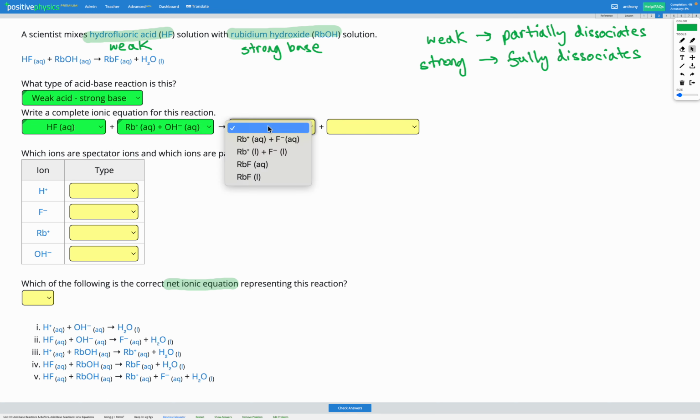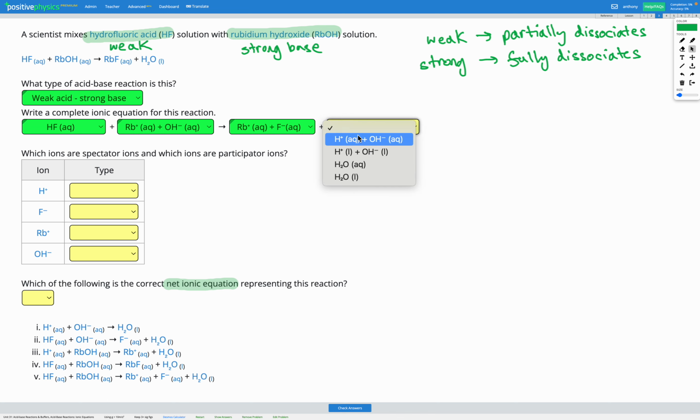When these react together, we have rubidium fluoride formed. Our salt is going to be split up into its ions. And finally, we have water formed, which is a liquid. So that's our complete ionic equation. So to answer this part, all we need to do is split up our salt into its ions, and then we need to split up any strong acids or bases into their ions. Weak acids and bases stay as they are because they don't fully dissociate.